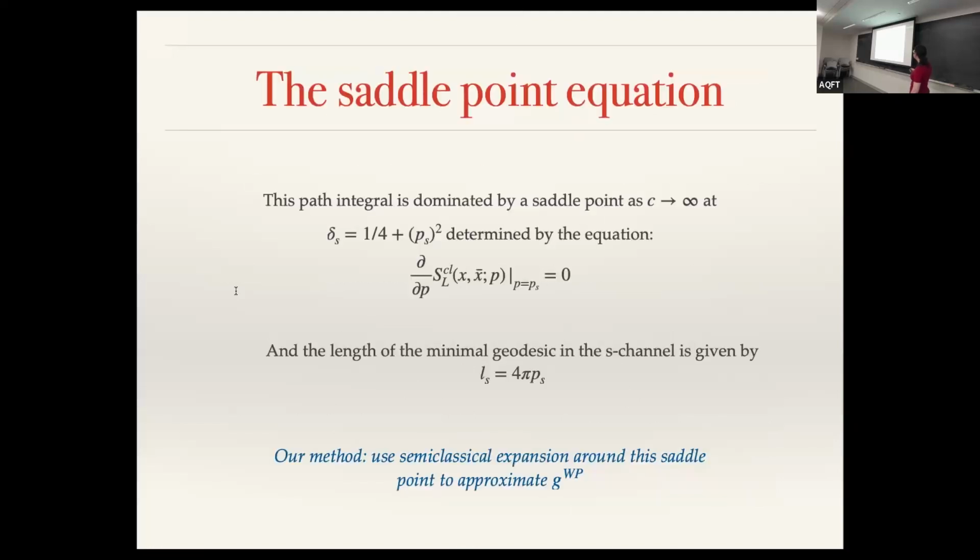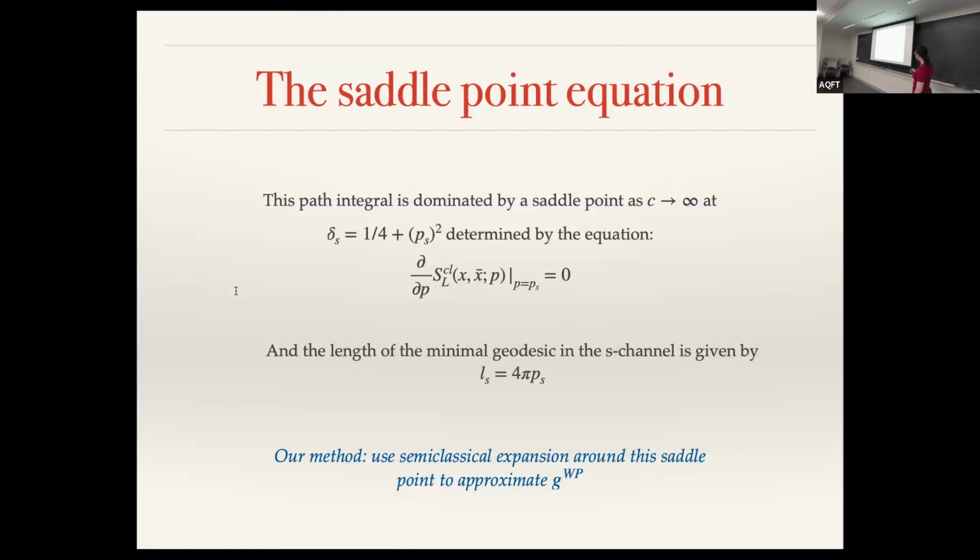you can easily compute the saddle point momentum and plug it back in to get the full Liouville action, and then take derivatives to get the metric. And then in terms of the saddle point momentum, the minimal geodesic length in the S channel that I showed in that previous picture is just equal to 4 pi times the saddle point momentum.